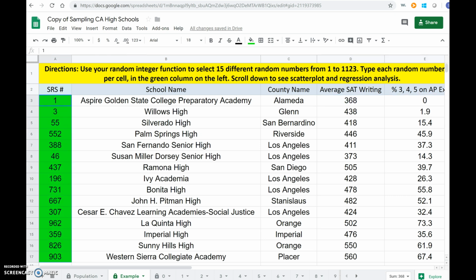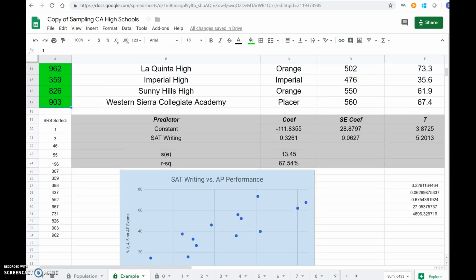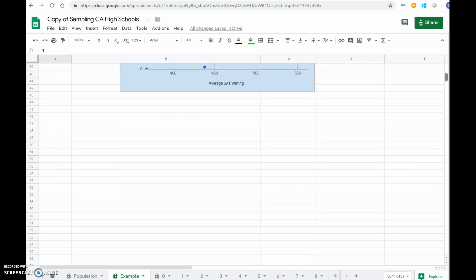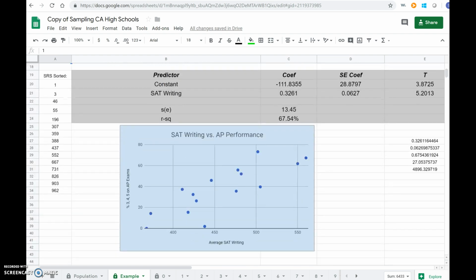So this is it for our sample of 15. And what this program does is it calculates the computer output at the bottom, and it even makes a scatter plot for us so we can see the relationship. Okay? So as you can see, looks like there is a bit of a positive relationship, quite a bit of scatter, so maybe not real strong. And here's the computer output. Here's the standard error of the residuals. Here's the R-squared value.